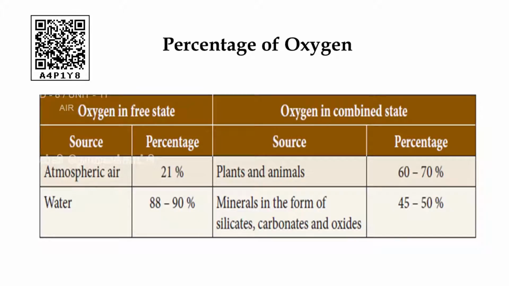Then the percentage of oxygen in the atmosphere, in free state and combined state, falls in 2 categories. In the free state, our atmosphere's air has 21% oxygen. In water, out of 100 molecules, 88 to 90% is oxygen. In the combined state, our body, plants and animals contain 60 to 70% oxygen. In oxides, minerals and carbonate compounds in the soil, there is 45 to 50% oxygen in the earth's crust.